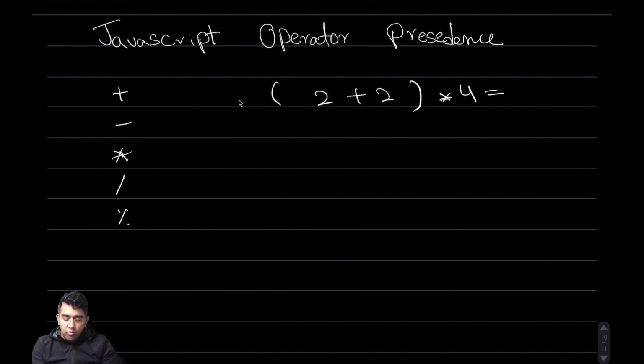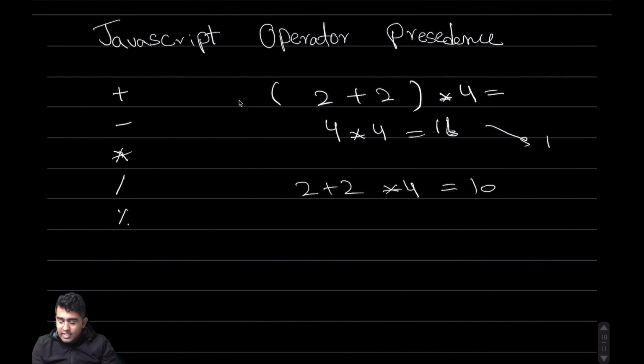So right now, it's going to add these 2 to 2, which gives 4, and then it's going to multiply by 4, which becomes 16. If we don't encapsulate that 2 plus 2 in brackets, then what will happen is 2 multiplied by 4 is 8, and then plus 2, the answer is 10. See the difference? Here we have an answer of 16, and here we have an answer of 10.